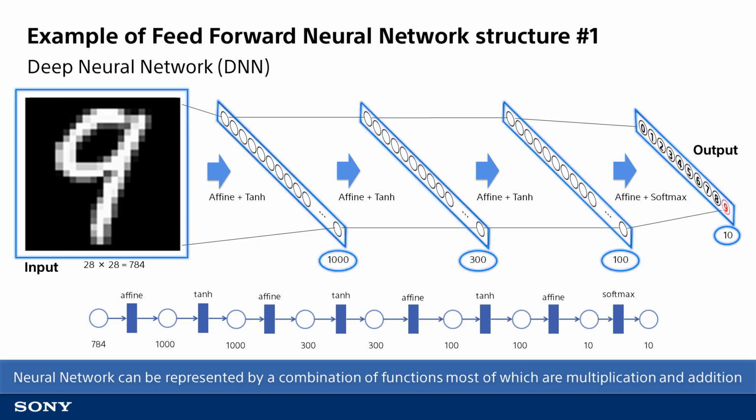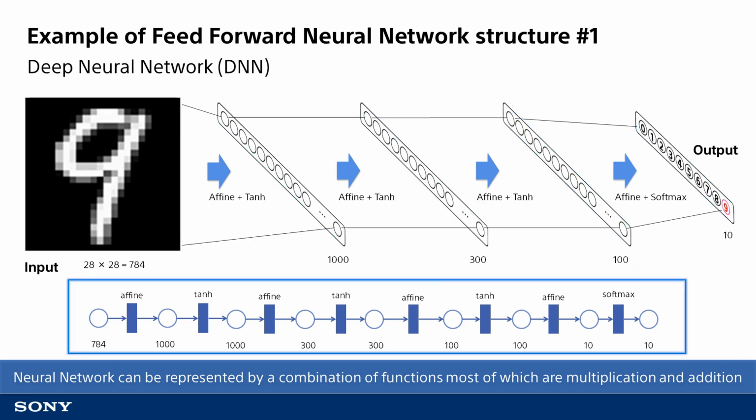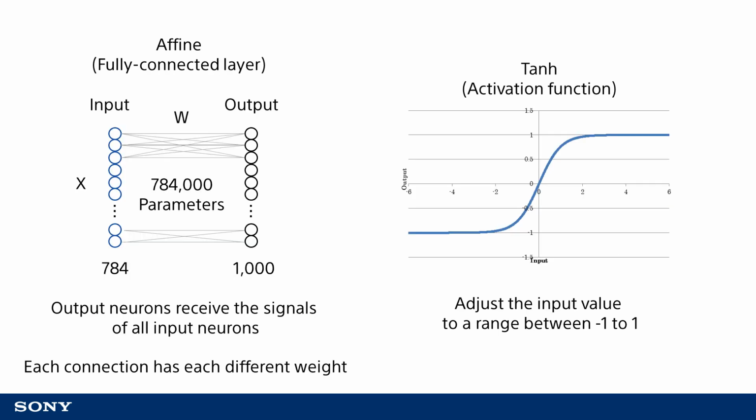This 4-layer neural network can be represented by a combination of 8 functions as shown below. From the top are affine, tanh, affine, tanh, affine, tanh, affine, and softmax. The deep neural network can be represented by a combination of these 8 functions. Now let's take a look at each of the functions mentioned here.